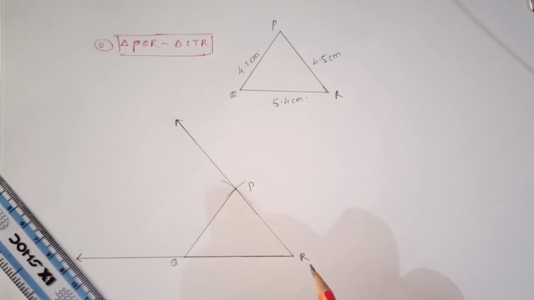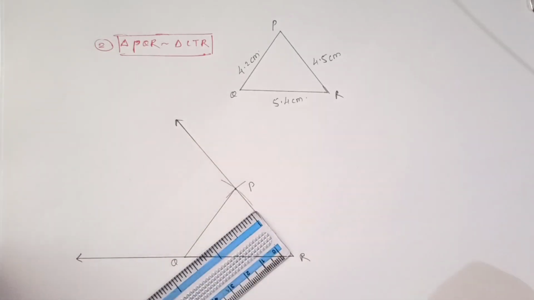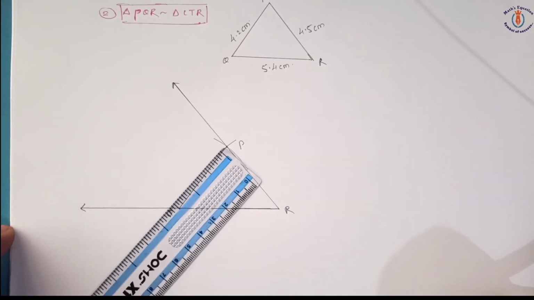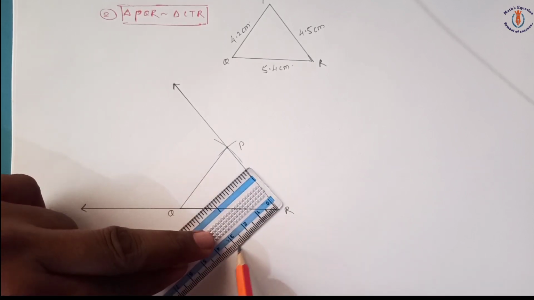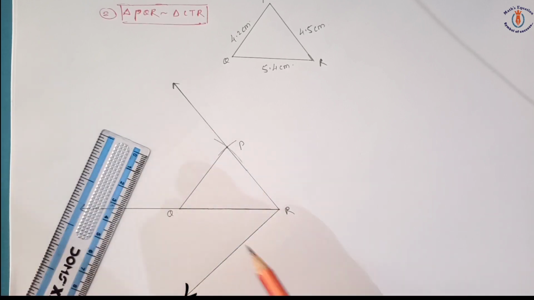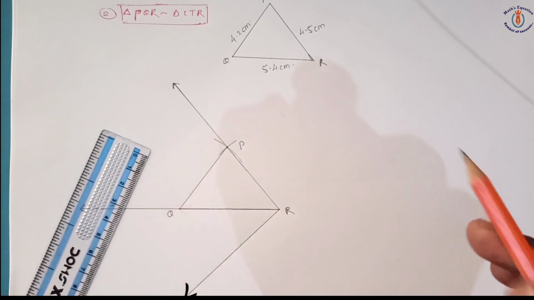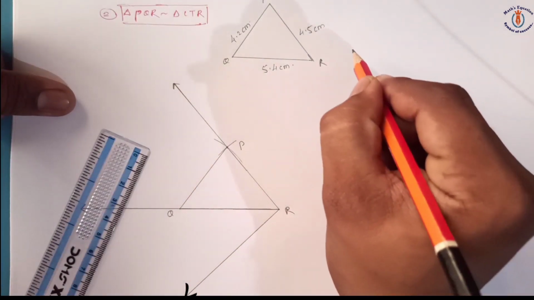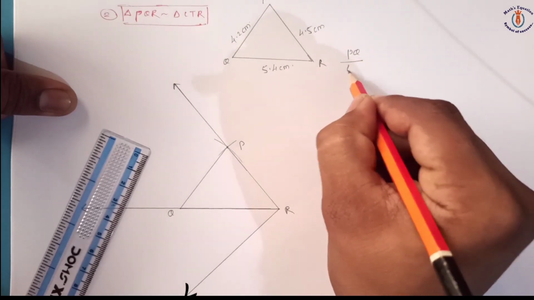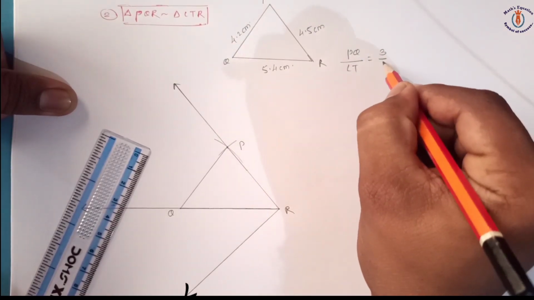Now from this R, which is the common vertex, we will draw any acute angle, of 40 degrees, 50 degrees maximum. Like this way. You need not measure this angle; you can directly take that ray like this. Now in this figure, one ratio is given: PQ upon LT is equal to 3 upon 4.